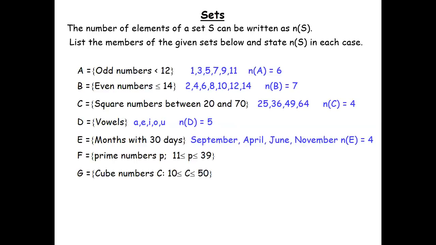Months with 30 days, 4. Prime numbers less than 39 but greater than 11 is 8. And the cube numbers is just 1. So you can also write the number of elements of a set, and it's written as n in brackets A, then equal to the number of elements within that set.